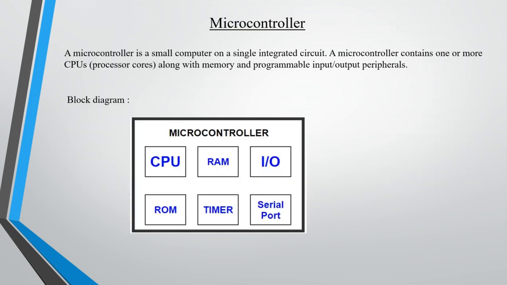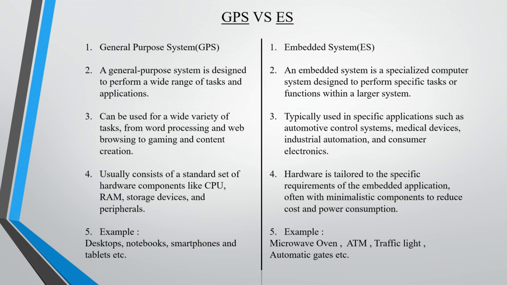Next, I'm going to explain about a microcontroller. A microcontroller is a small computer on a single integrated circuit, and it contains one or more CPUs along with memory and programmable input or output peripherals. The block diagram of a microcontroller includes CPU, RAM, input output devices, ROM, timer, and serial port.